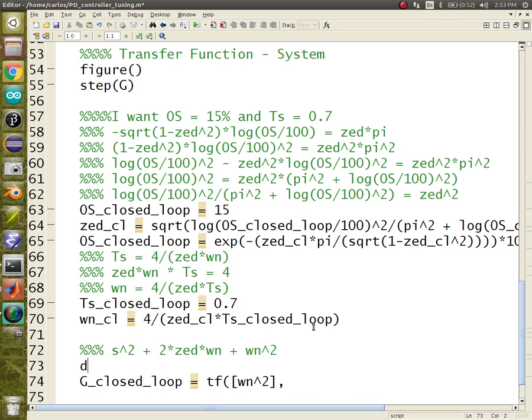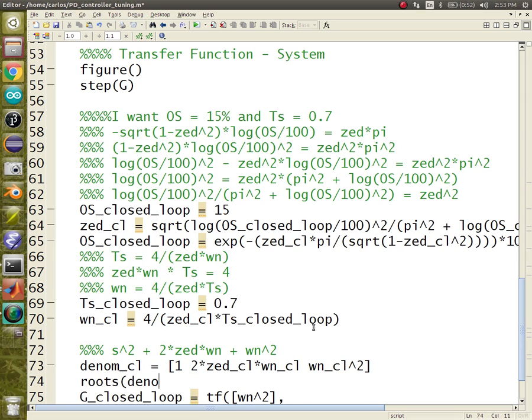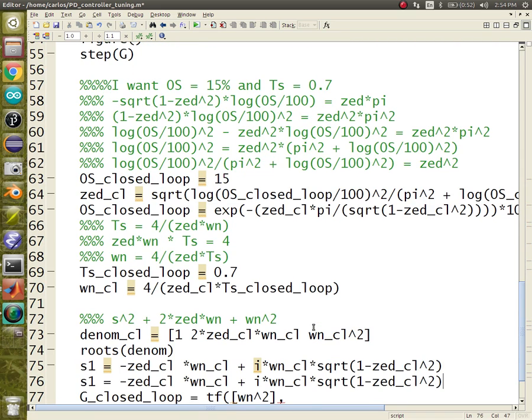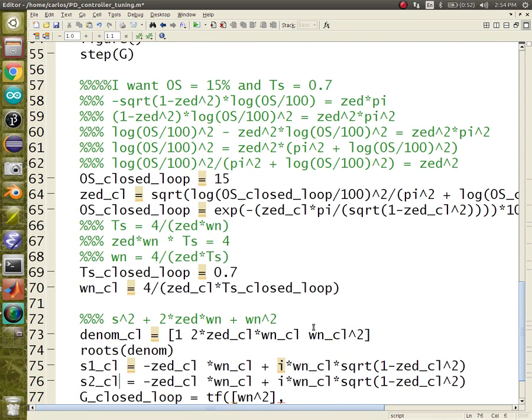Let's do denom again. Denom closed loop is 1, 2 times z closed loop times omega n closed loop, omega n closed loop squared. Let's throw in the roots of denom. s1 is negative z closed loop times omega n closed loop plus square root of i times omega n closed loop times the square root of 1 minus z closed loop squared. That's the roots, and then the other one, s2 closed loop. That's going to give me those. I'm going to do denom of this one.